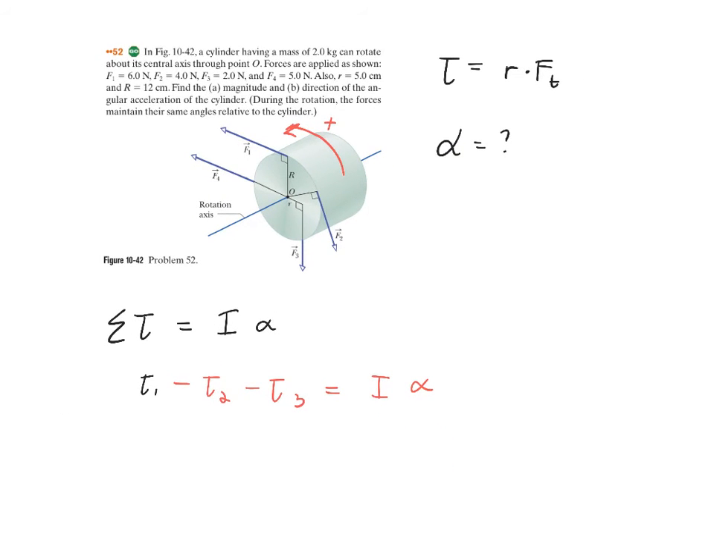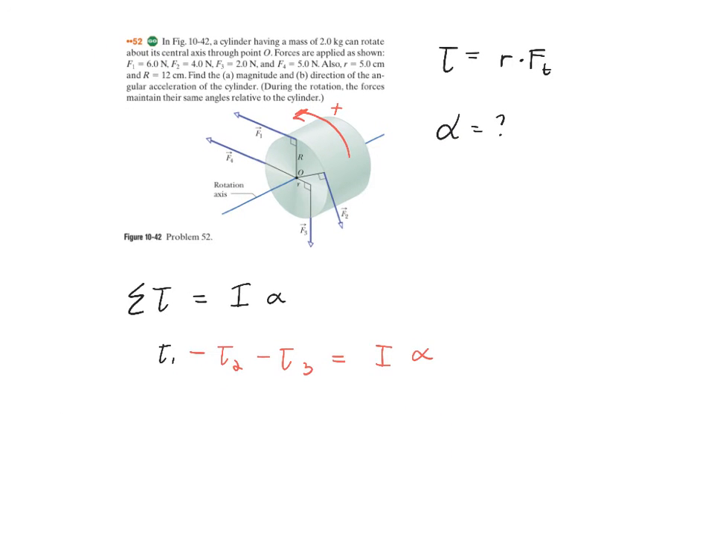Now after this, a lot of it becomes plug and chug. So let's go through the process. Force 1 is applied at a distance capital R, so we've got F1 times R. Force 2 is applied at a distance capital R. F2 times R. Sorry, I put R1, it should just be capital R. And then force 3 is applied at a distance of little r. And that equals I alpha.